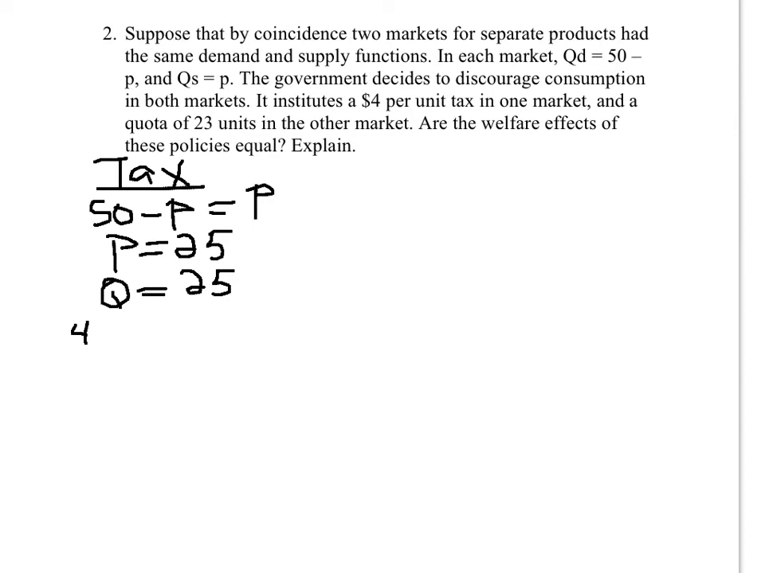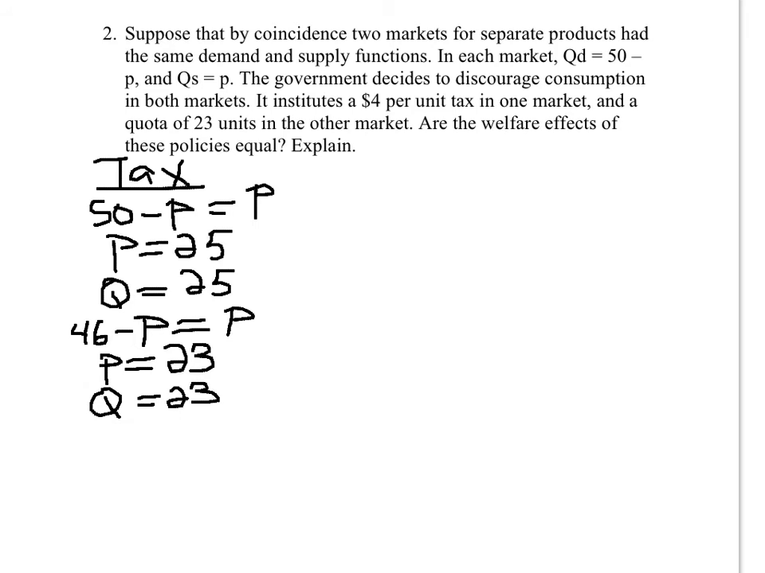So now it's going to be 46 minus P equals P. So P is going to be equal to 23, and Q is also going to be equal to 23. Now notice that the buyers are not going to pay $23. That's what the buyers are going to pay the sellers, but they have to pay $4 to the government. So the cost of the cigarettes is really going to be $27 for the buyers with the tax.